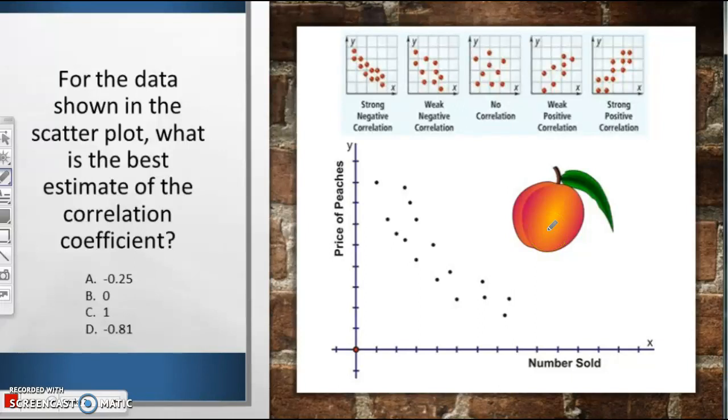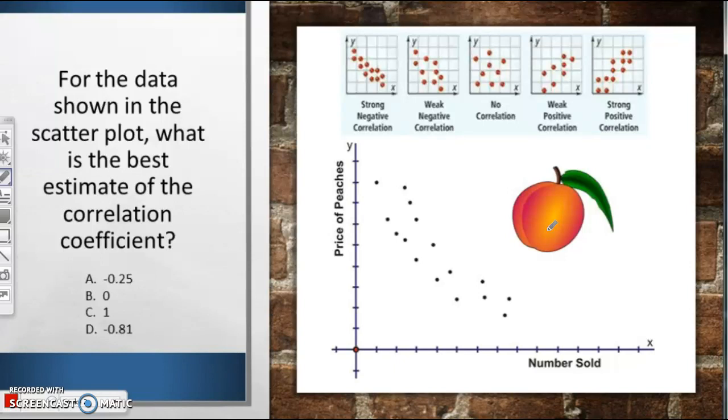So we talked about estimating a correlation coefficient by talking about strong, weak, and no correlation. But now let's talk about it in terms of a numerical value. A lot of times you'll see the correlation coefficient called R, and it just tells us the strength of the correlation, or the strength of the relationship between the two variables.